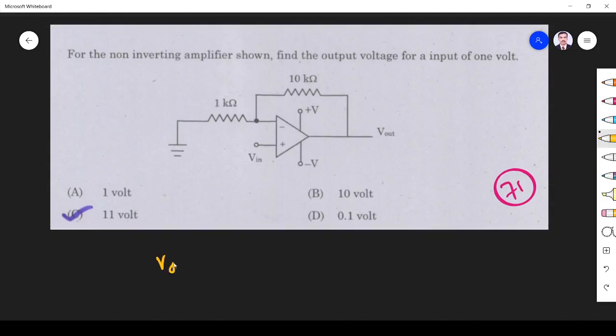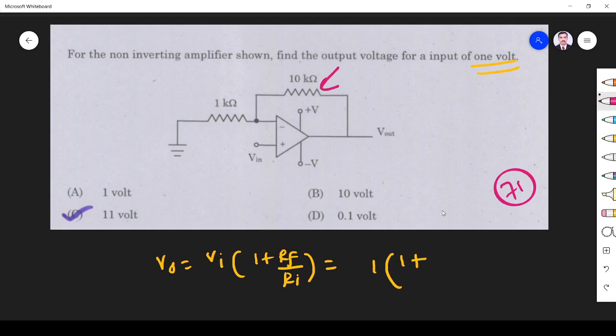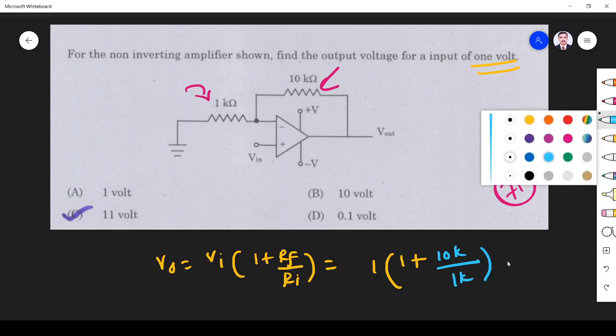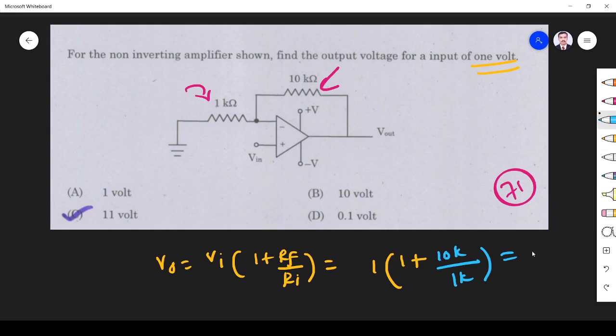Now, the next question: for the non-inverting amplifier shown in the figure, find the output voltage. For a non-inverting amplifier, VO is equal to VI into 1 plus RF by RI. VI is the input voltage, and they have given 1 volt. RF is the feedback resistor, that is 10K. RI is the input resistor, that is 1K. So 10 by 1 is 10, 10 plus 1 is 11, so it is 11 volts. So option C is the right answer.